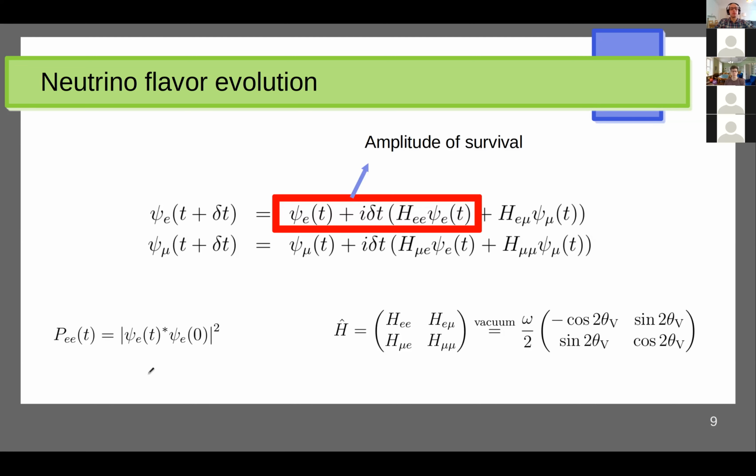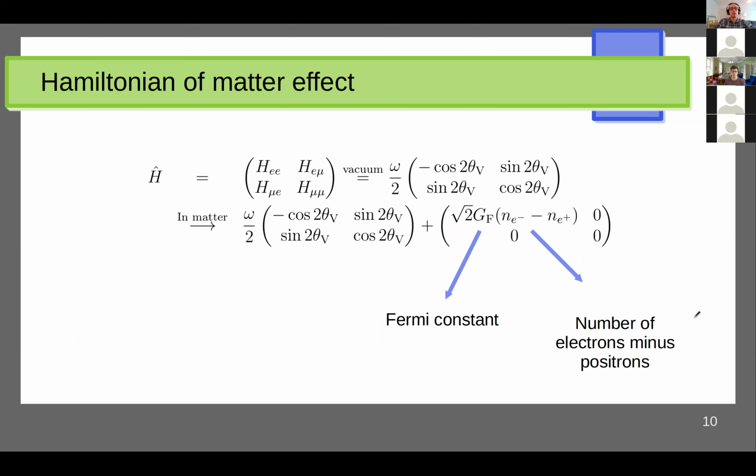Now, this Hamiltonian we have written here is only valid in the case of vacuum oscillations. When the neutrinos travel through matter, what happens is the Hamiltonian gets modified. So instead of this Hamiltonian we had earlier, what we have is a term which is proportional to the number of electrons minus the number of positrons. But in most astrophysical environments, there are barely any positrons, so this is usually set to 0.